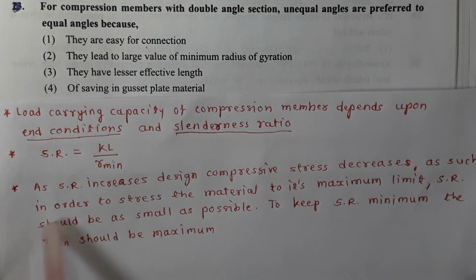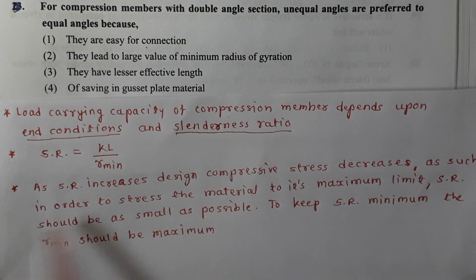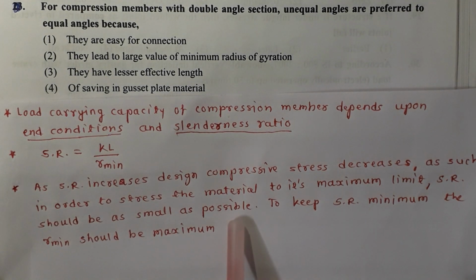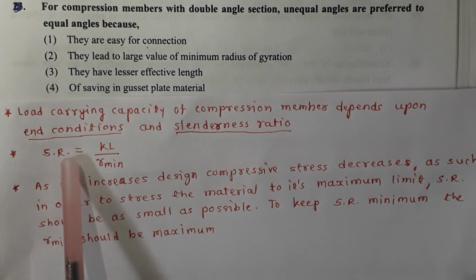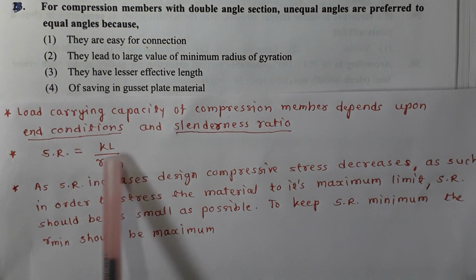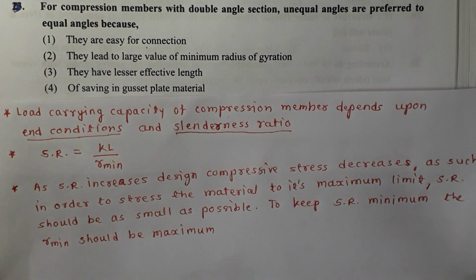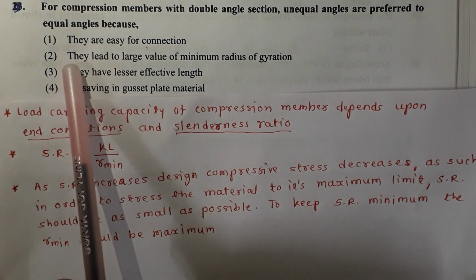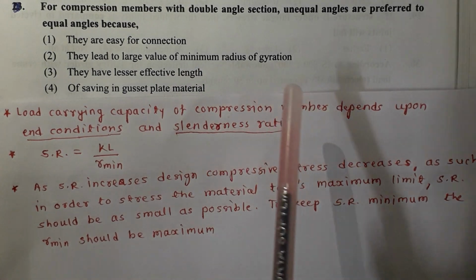As such, in order to stress the material to its maximum limit, means in order to have the maximum load carrying capacity, the slenderness ratio should be as small as possible. And to keep this slenderness ratio as small as possible, r minimum should be maximum. And in case of double angle sections with unequal angles, the value of the minimum radius of gyration is maximum, and that is why the correct option is option 2. They lead to large value of minimum radius of gyration.